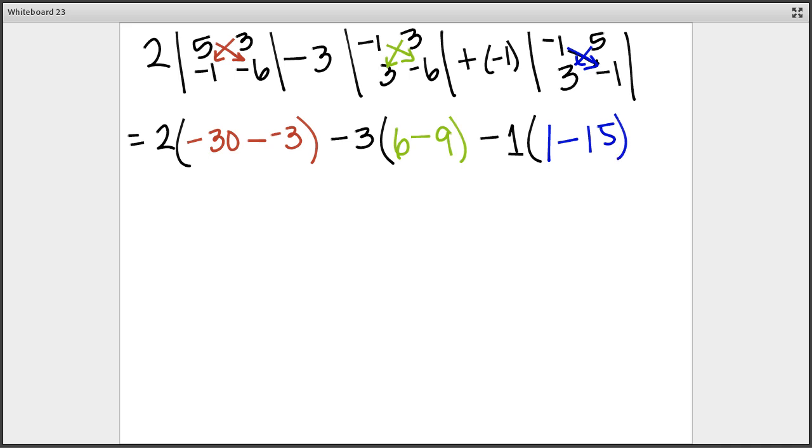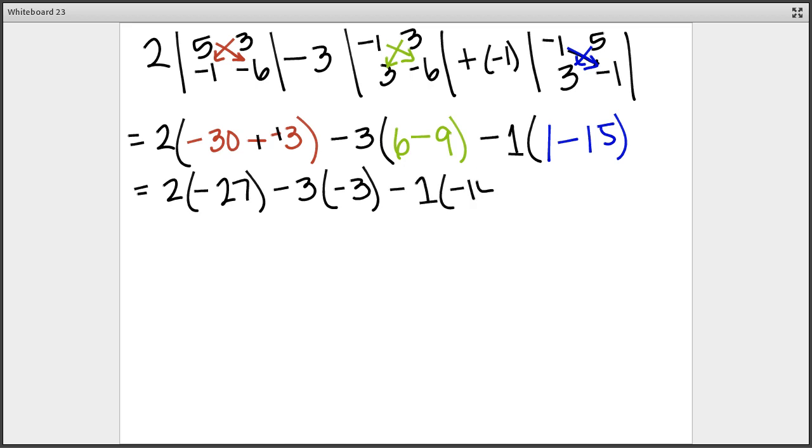Okay, we're almost done. We're going to simplify this. This is 2 times, when we go -30 plus 3, that would give you a -27. And then -3 times 6 minus 9 gives you a -3. And then a -1 times -14. And that becomes -54. -3 times -3 would give you a +9. And then a -1 times -14 will give you a +14. And when you add all of those together, you get a -31.